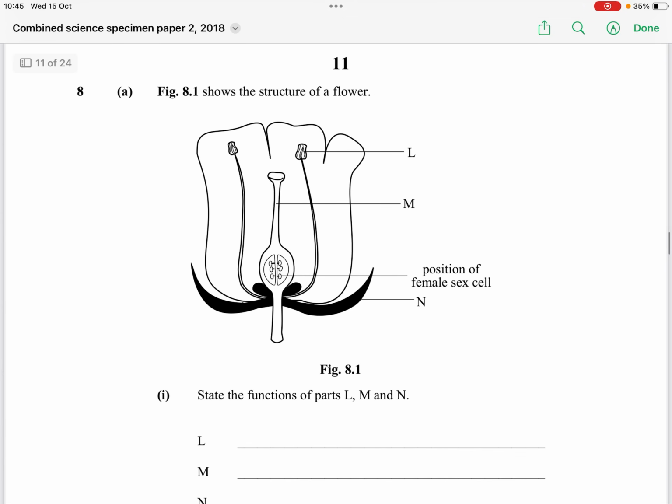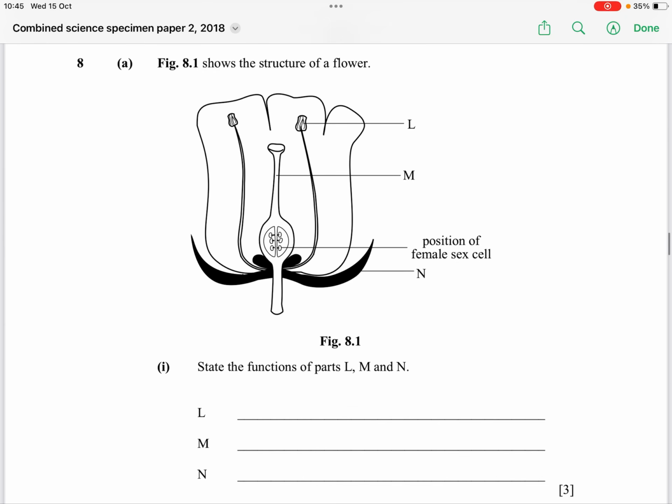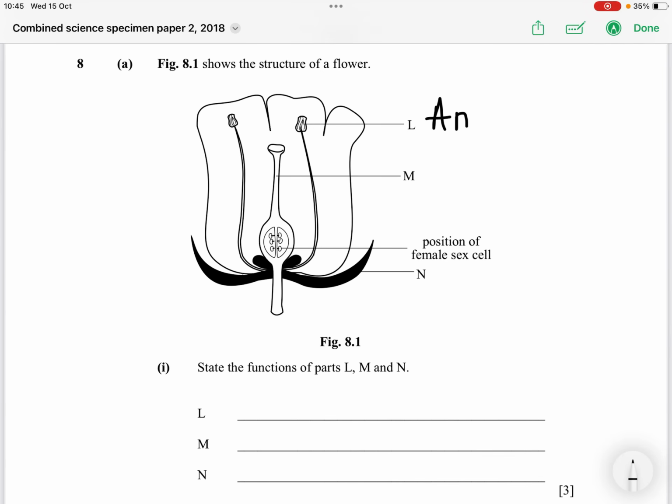So that was all about number 7. We can proceed to number 8. Fig 8.1 shows the structure of a flower. State the functions of parts L, M, and N. So L is the anther. Let us label first. Our L is the anther. Our M is known as the style. And then N is known as the sepal.